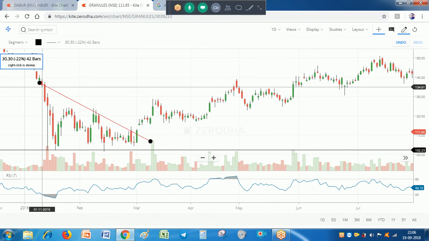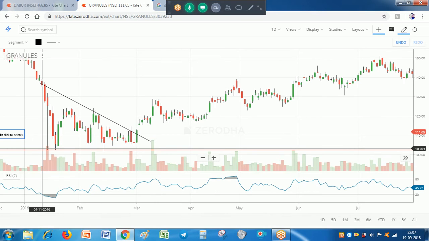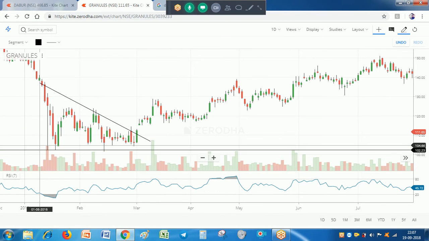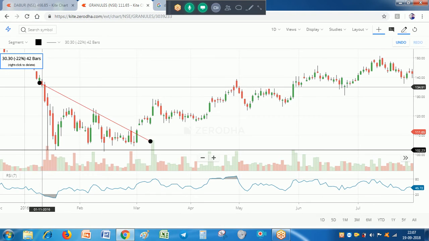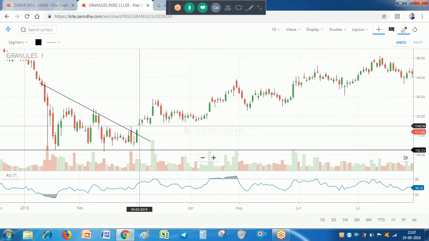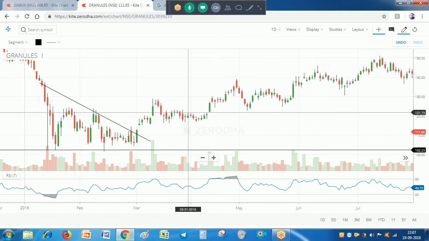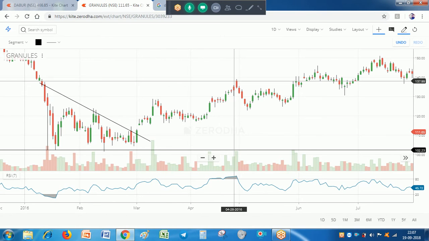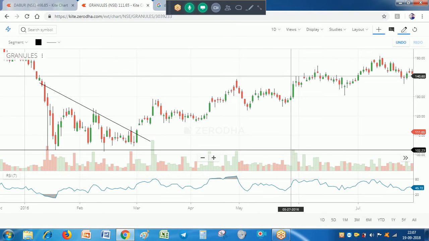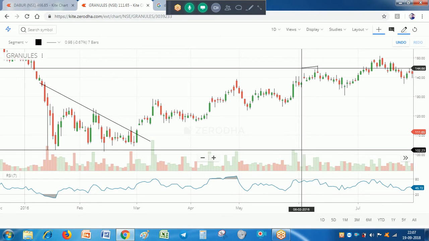So what is the range? Range is from 103, we could say 105 to approximately 135. So means friends, approximately 30 points movement is there. So we have to see from this level of 110, 112, stock has moved up to, one time here it made up to 145. So till this time it has met with our target.